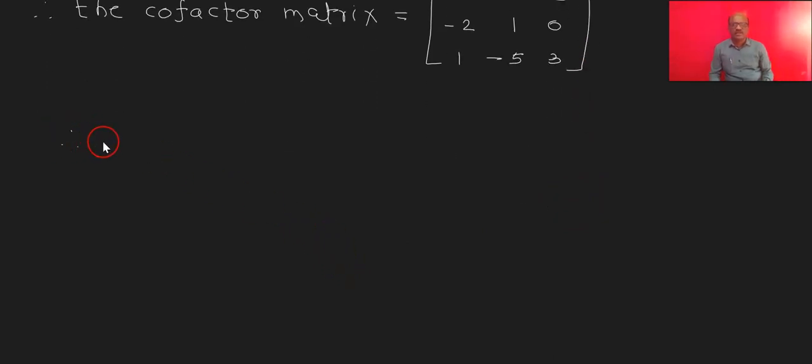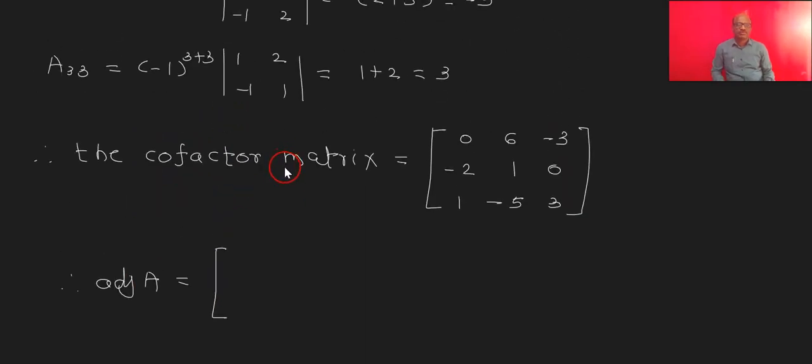Therefore, the adjoint of A is equal to, rows to columns, 0, minus 2, 1, 6, 1, minus 5, minus 3, 0, 3.